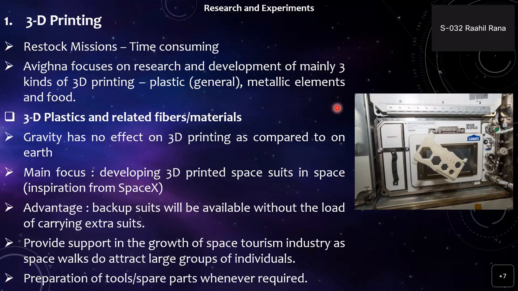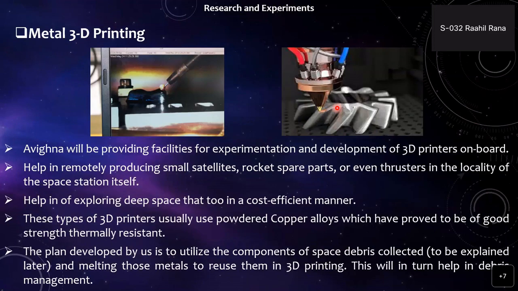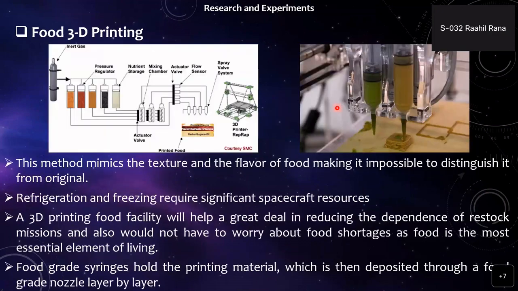Second is metal 3D printing, making spare parts, or even developing rocket thrusters, which is a very essential component. Our main idea is also utilizing the components of the space debris which we will be collecting, in order to melt and reuse these metals for 3D printing. Another important thing is food 3D printing. It has already been used before, and it is very important in terms of low supply or also for tourists.